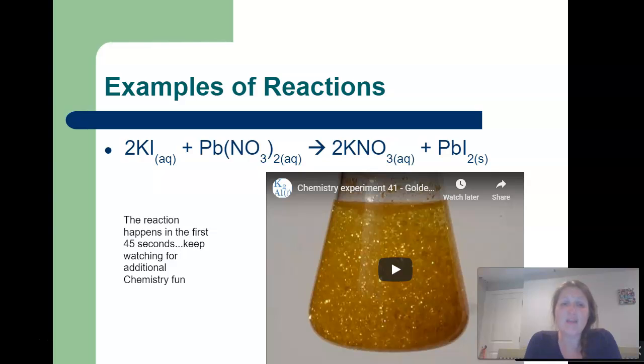Okay. Here we have our very famous precipitation reaction. We're making solid iron 2 iodide, and it's a bright yellow solid. So you can watch this video. This actually, the video extends. It's called the golden experiment, okay, the golden flake experiment. So the reaction that we would have watched in class happens in about the first 45 seconds, but if you keep watching, they'll show you how to make this kind of like gold glitter solution.